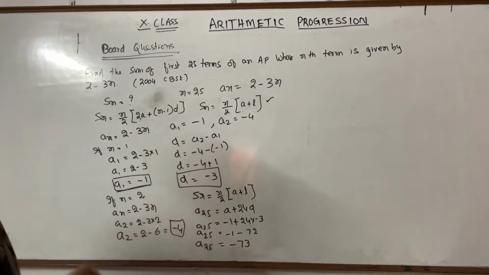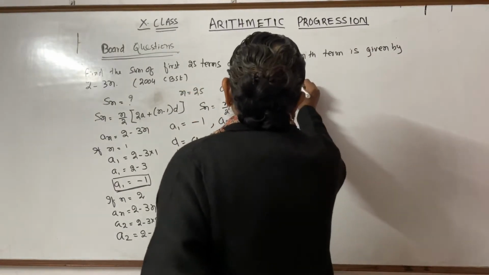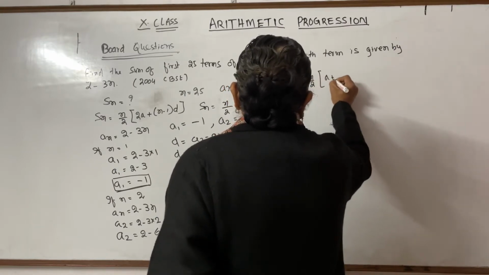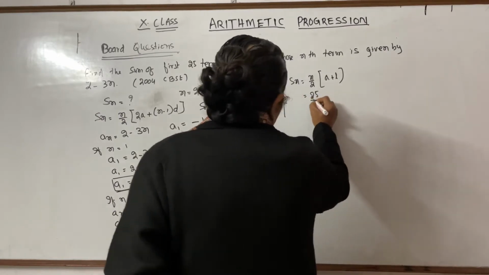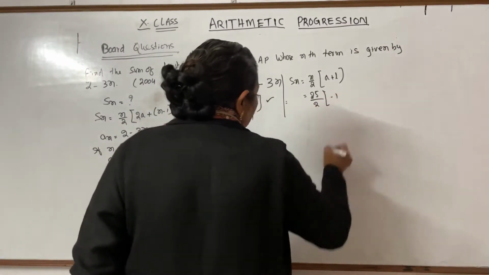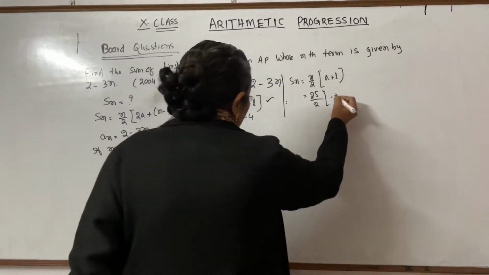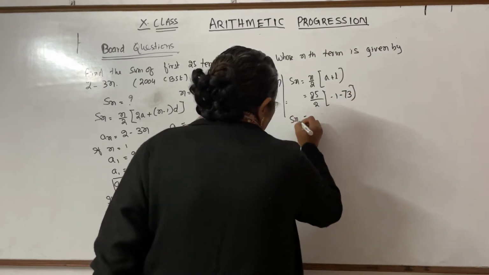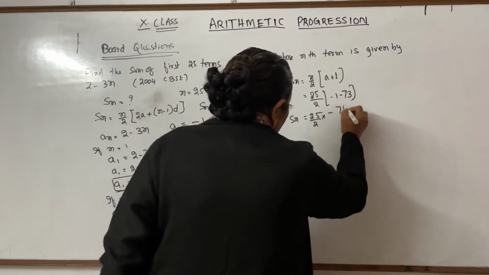Okay. Now we can put it in easily. Sn equals n upon 2 into A plus L. Okay? So that implies S25, n is 25, isn't it? 25 upon 2. What is our first term? First term is minus 1. What is our next term? Next L is what? Minus 73. This equals Sn equals 25 upon 2 into minus 74.